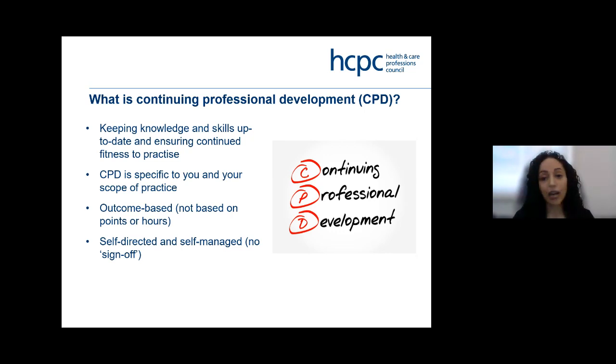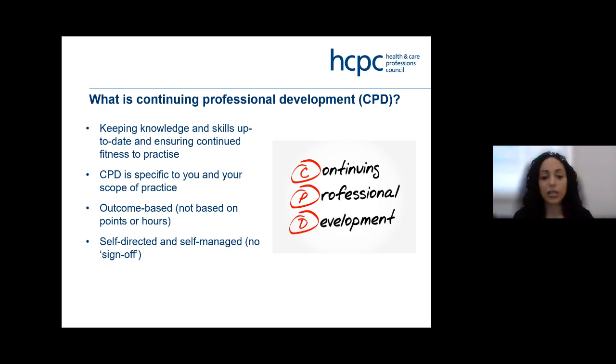Our CPD is outcomes based. So again, unlike some regulators, we're not based on points and hours. Our focus is a lot more on what you get from the CPD activities that you are carrying out. That reflection: how does it benefit you? How does it benefit your service user?